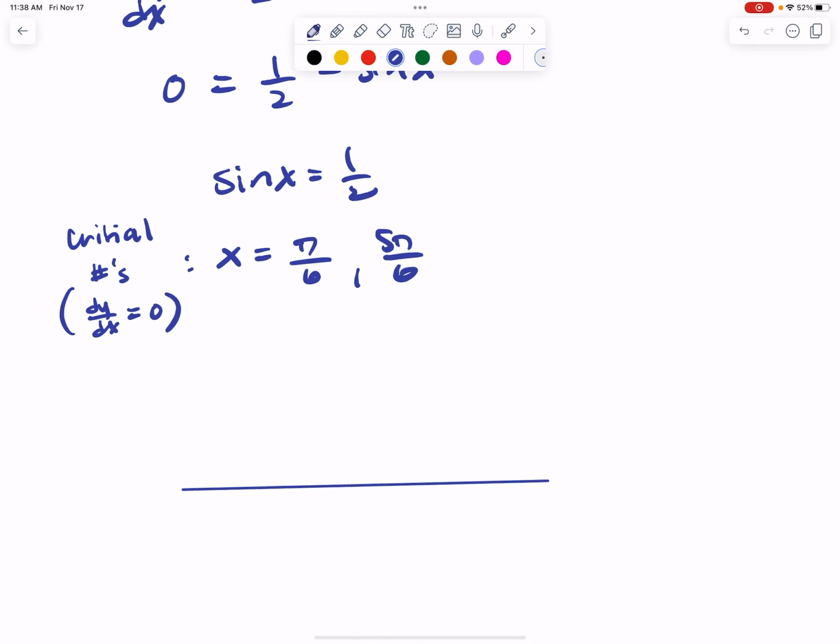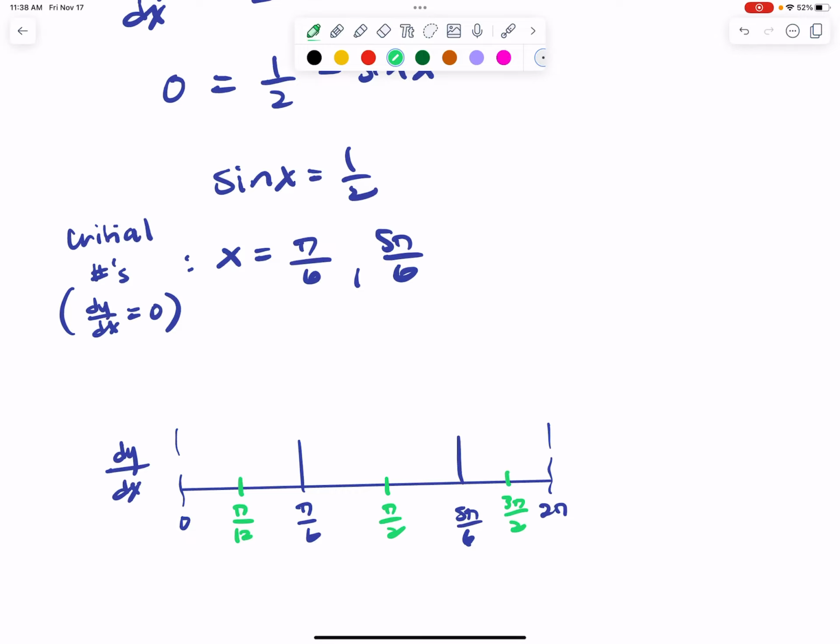So creating the analysis line, I am going to put 0 and 2 pi at the end, and then put my critical numbers of pi over 6, 5 pi over 6, and this analysis line is for dy over dx. That's where I'm thinking about plugging in test values. So choosing test values, a value between 0 and pi over 6, I'm going to go with pi over 12. Even though that's not a unit circle angle, I know it is between 0 and pi over 6. And then I can use pi over 2, 3 pi over 2.